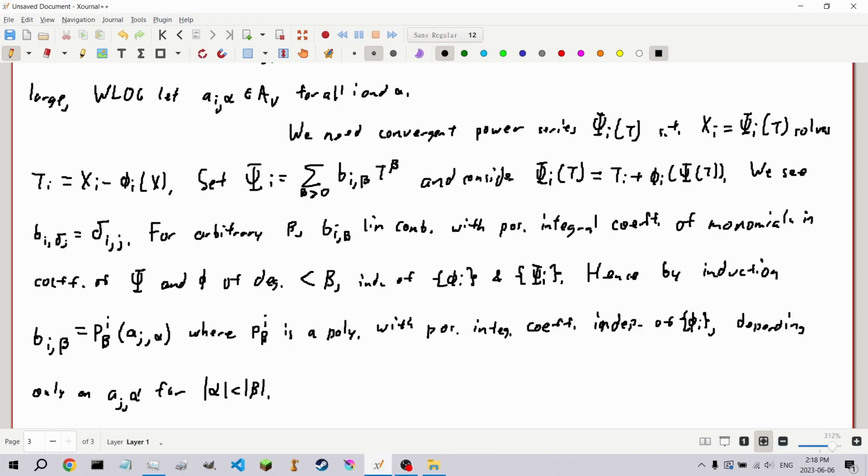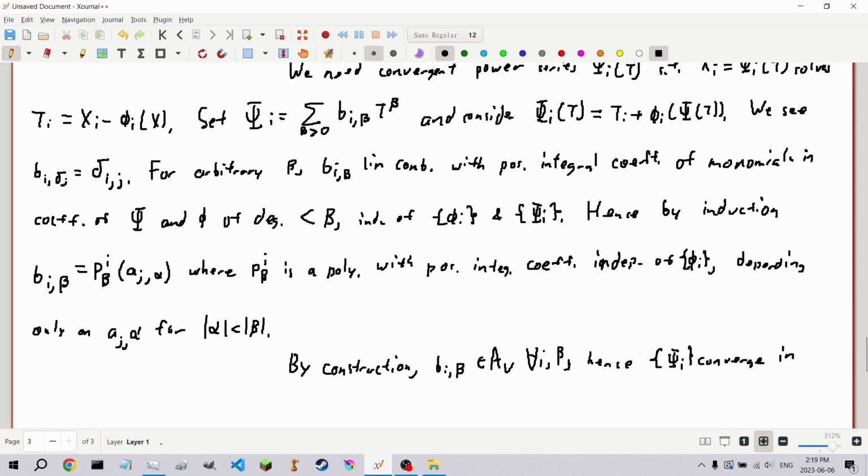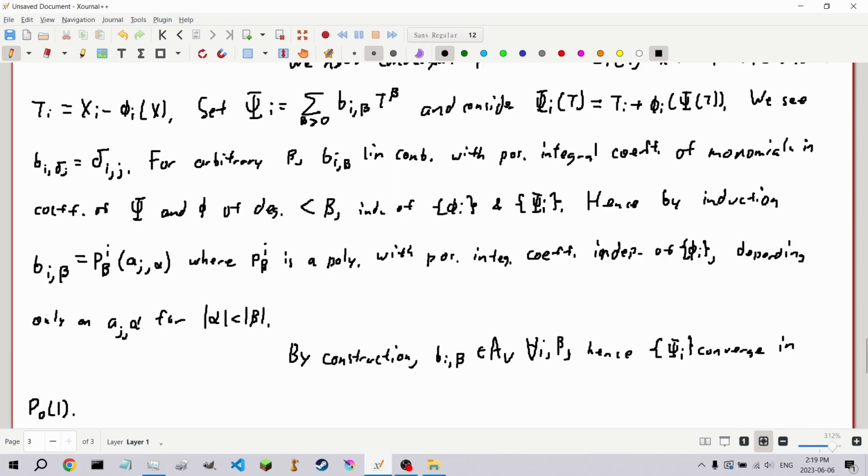Now the first method we give to prove convergence depends on k being ultrametric. So by construction, b of i beta is in our evaluation ring for all i and beta. Hence, the Phi i converge in the strict polydisk of unit radius. This relies on the ultrametric property.